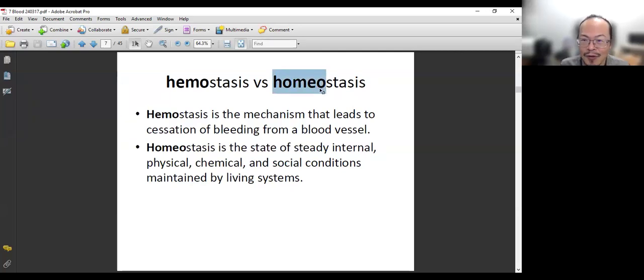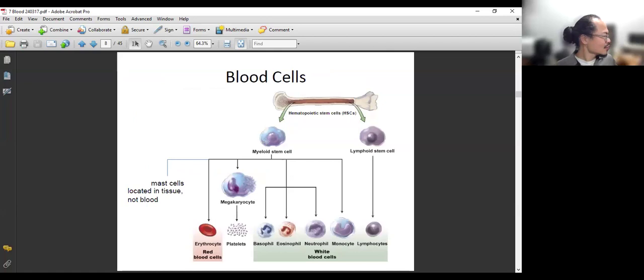Homeostasis is home, your house, your home. Homeostasis is the one we talked about in the very first lecture, the homeostatic loop, to maintain a steady internal environment. So that's the difference. Don't get confused. Hemo is blood. Homeo is home. Homeostasis is the one that is all stable. Hemostasis is to stop bleeding. All right.